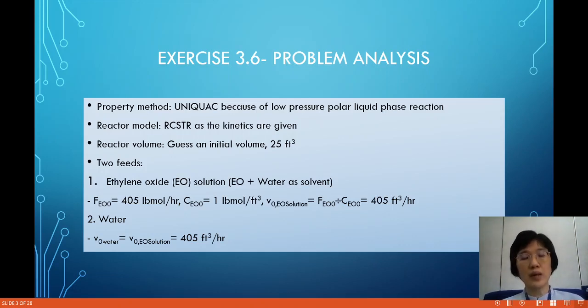As stated in the question, there are 2 feeds. Feed 1 is ethylene oxide solution, meaning ethylene oxide in water. The molar flow rate is 405 pounds mole per hour, and the concentration of ethylene oxide in this solution is 1 pound mole per feet cube. To calculate the volumetric flow rate, you have to use the molar flow rate divided by the concentration of ethylene oxide, and the total volume for the ethylene oxide solution is 405 feet cube per hour. Similar to feed 2, which is pure water, the volume also should be 405 feet cube per hour.